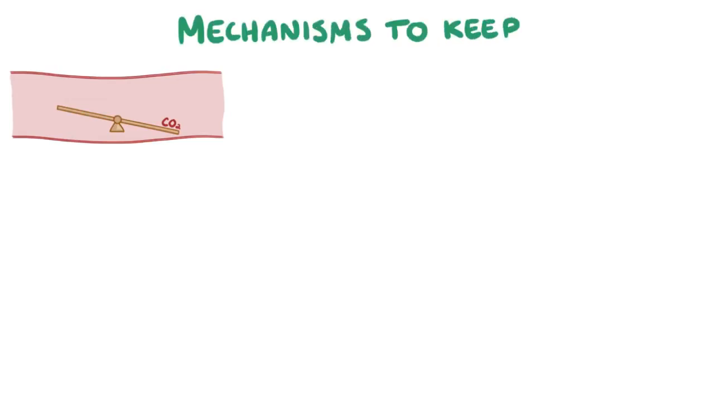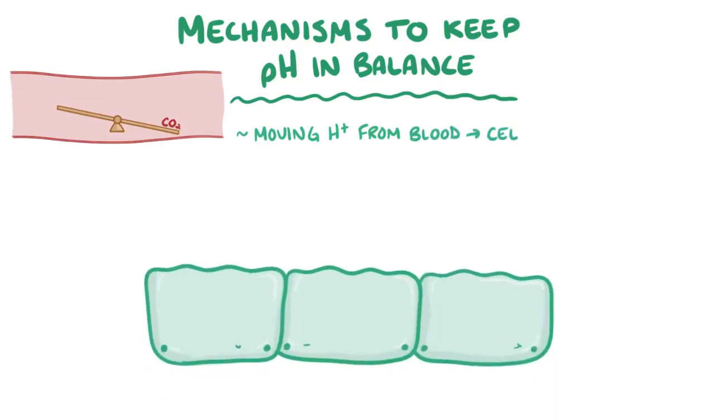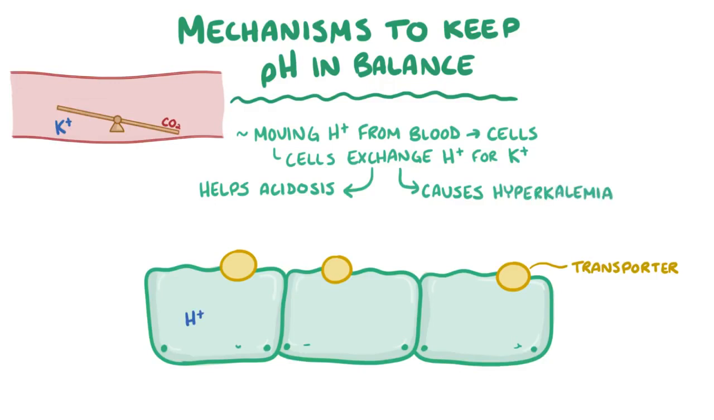Now, if there's a decrease in the bicarbonate concentration in the blood, which threatens to decrease the blood pH, the body has a number of important mechanisms to help keep the pH in balance. One of them is moving hydrogen ions out of the blood and into cells. To accomplish this, cells usually have to exchange a hydrogen ion for a potassium ion, using a special ion transporter located across the cell membrane. So in order to help compensate for an acidosis, hydrogen ions enter cells and potassium ions leave the cells and enter the blood. This might help with the acidosis, but it results in hyperkalemia.